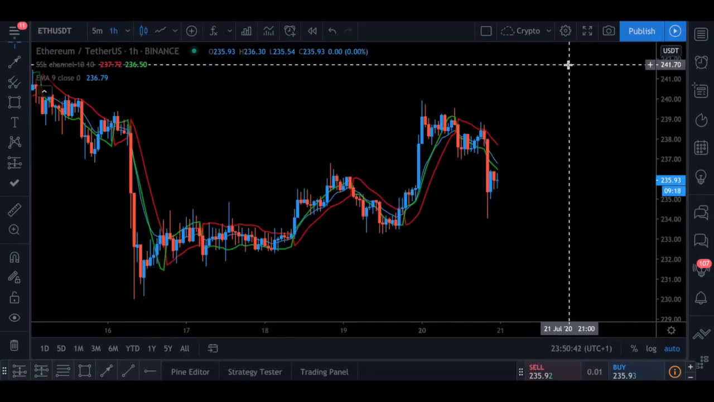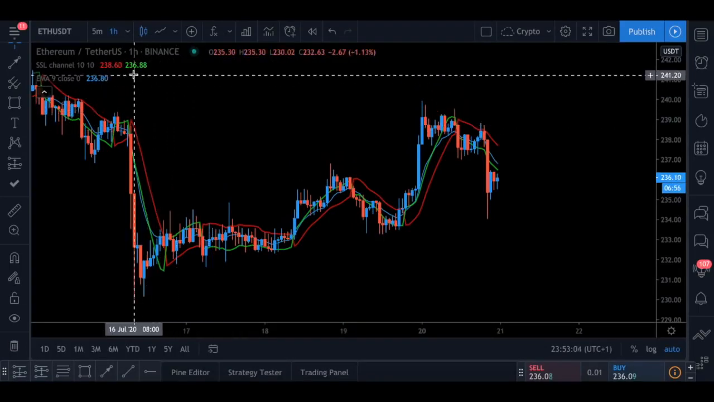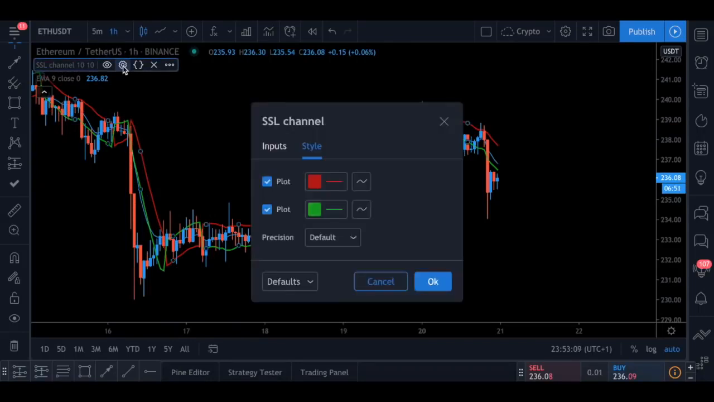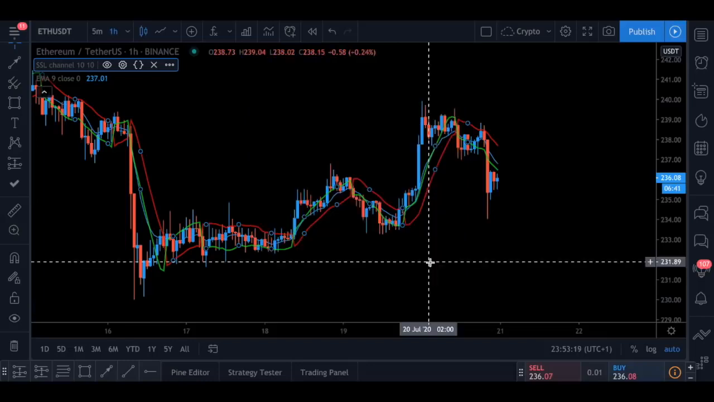I'll show you how to set them up properly. Okay, again, so very simple. We're just going to go up here to the settings button over the SSL channel. Click on that. And as you can see, if we go to inputs, it will give us the 10, 10. And we are going to keep this exactly the same, okay? You can choose whichever colors you like, but we're going to keep this exactly the same.